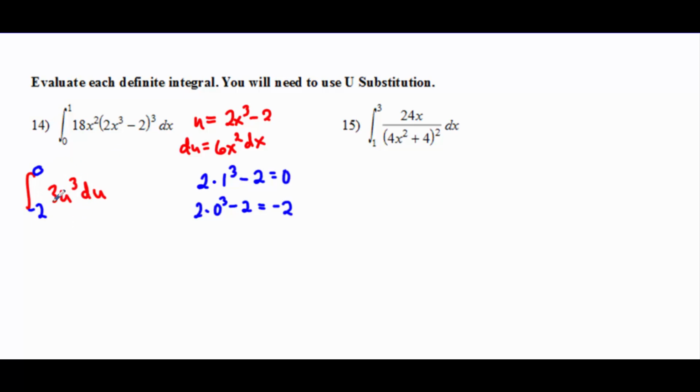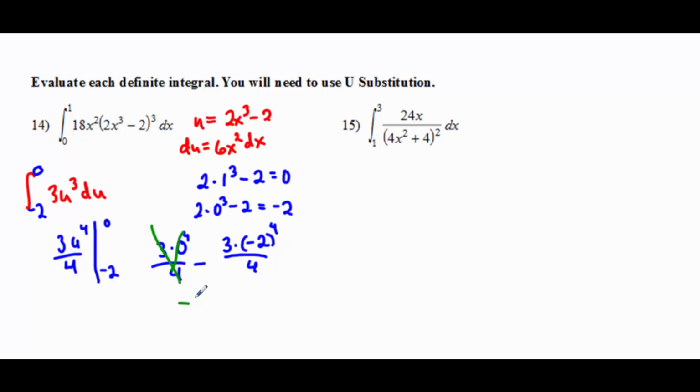And so what we do is we integrate this like normal. So I add a power and divide. And then this is where we draw the line and we say, let me plug in 0 and negative 2. So I have 3 times 0 to the 4th over 4 minus 3 times negative 2 to the 4th over 4. Well, the first part of that is just 0. And then if I work out this other part, this is 16 over 4, which is 4 times 3, which is 12, which gives me a negative 12 for my answer.